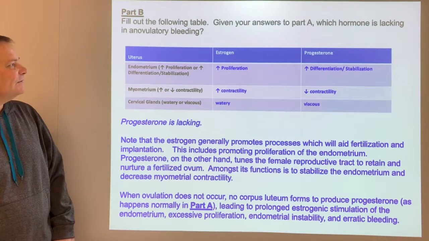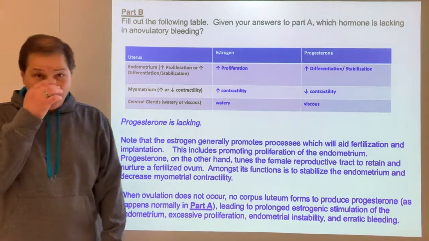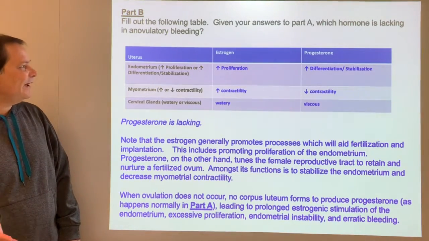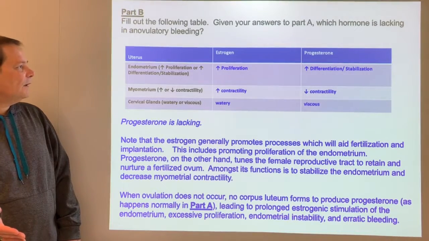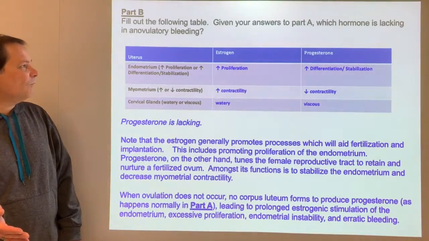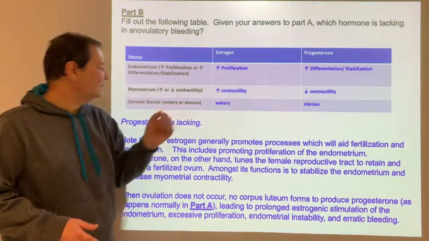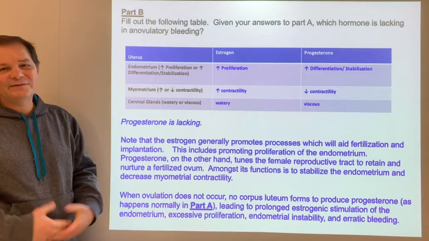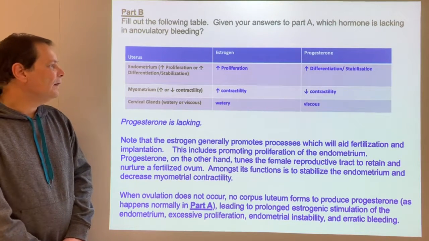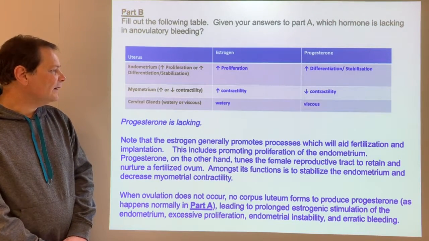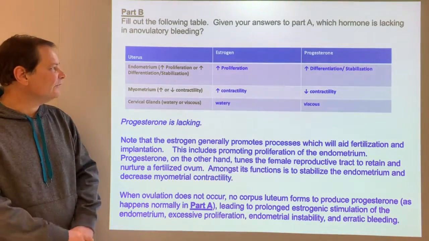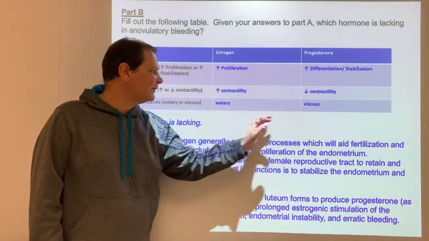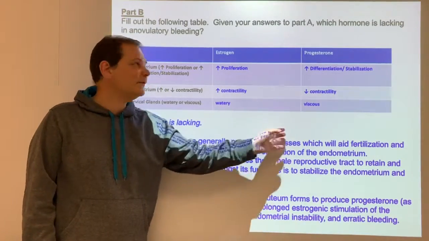We were talking about anovulatory bleeding and what hormone might be missing. So I asked you guys to fill out this table addressing the role of estrogen and progesterone in the process of endometrial proliferation and stabilization during the menstrual cycle. So estrogen, basically, these two things kind of do different things.